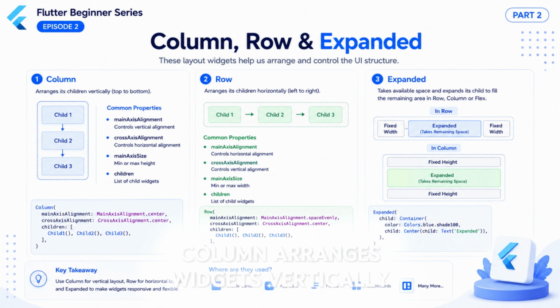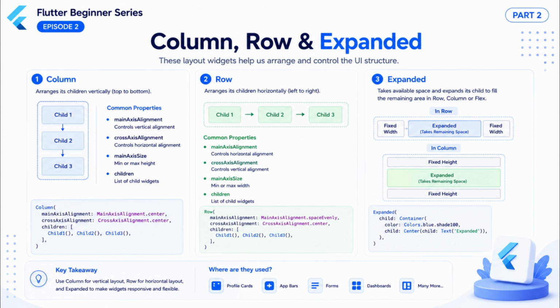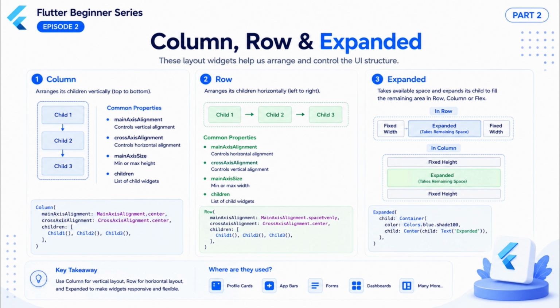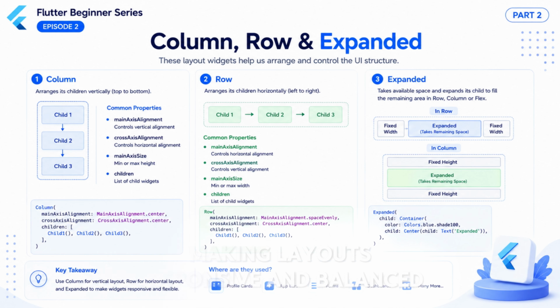Column arranges widgets vertically, while Row places them horizontally. Expanded helps widgets share available space equally, making layouts responsive and balanced across different screen sizes.